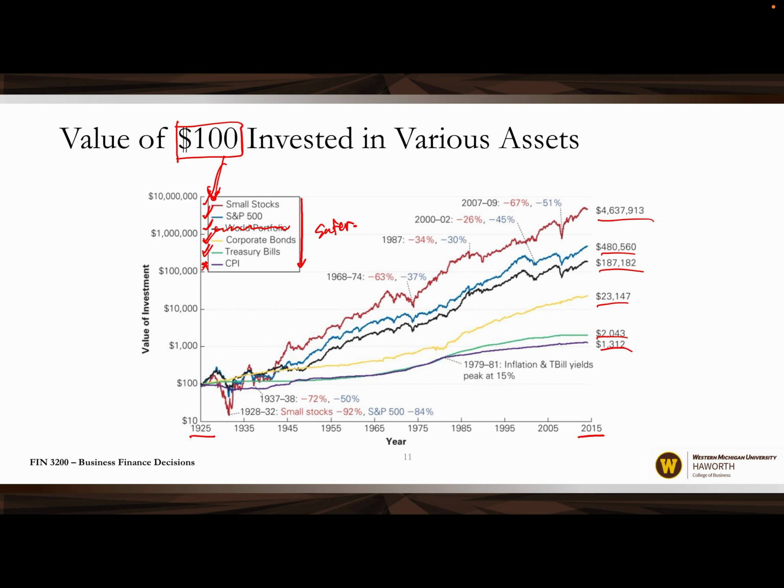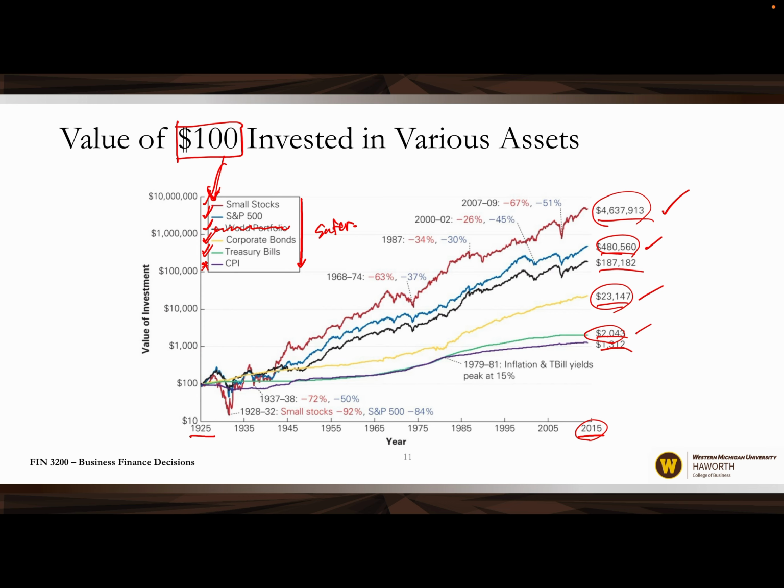Okay, you see that if you put $100 and left it in there for 90 years, your balance would have been 4.6 million if you invested in smaller stocks. And S&P 500, you still got a good return, 480k, and bonds, very small. I mean, it's still increased by 2,300%, but still. And treasury bills, basically not much, and so on.